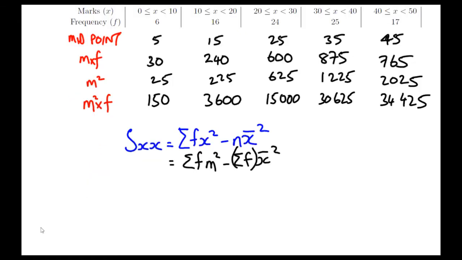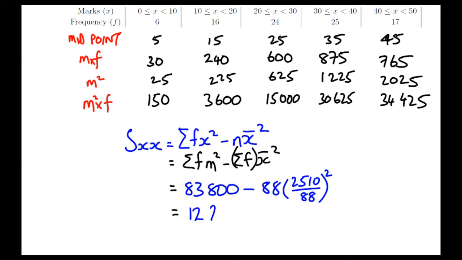So let's go ahead and substitute in the values that we know we're working with. The sum of the MX times F column, 83,800. I'm going to subtract the sum of the frequencies, which was 88, multiplied by the mean, which we found earlier, squared. I'll put the mean in fraction form to maintain accuracy. And that is going to be squared. And in this case, the S of XX is 12,207.95.